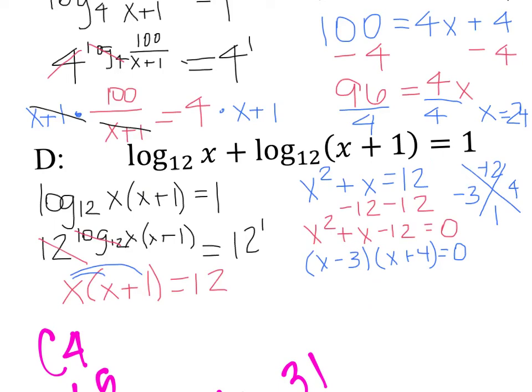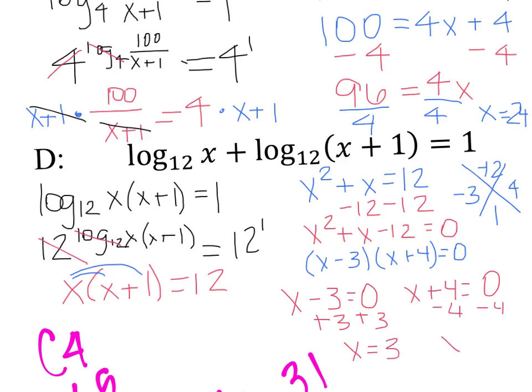Then we need to set each piece equal to 0 so we can solve. So we have x minus 3 equals 0, x plus 4 equals 0. So if we add 3 on both sides here, x equals 3, minus 4 here, so x equals negative 4. You cannot have a negative number in a logarithm. It's undefined. It doesn't work. So we are going to keep this one. So our answer is x equals 3. If you end up with a negative one, it doesn't work. So that is not the answer that you want.